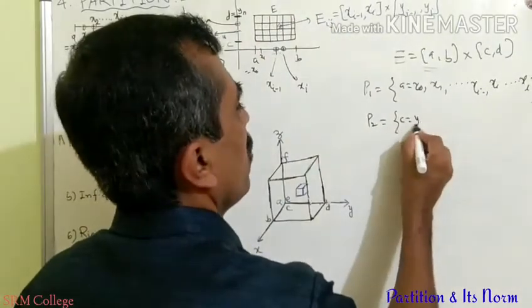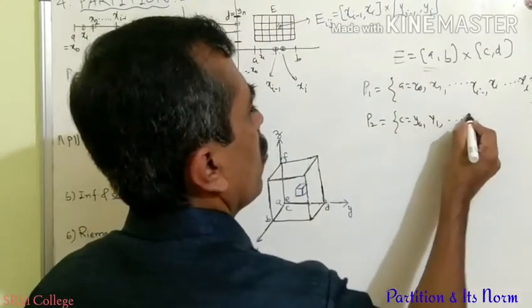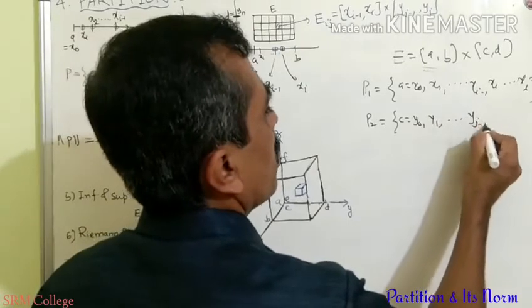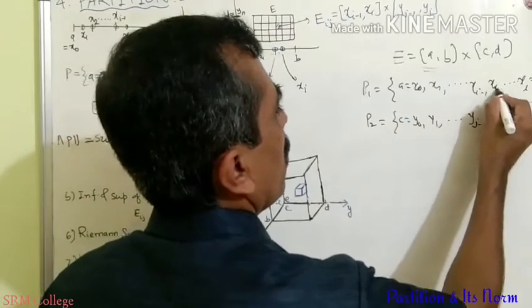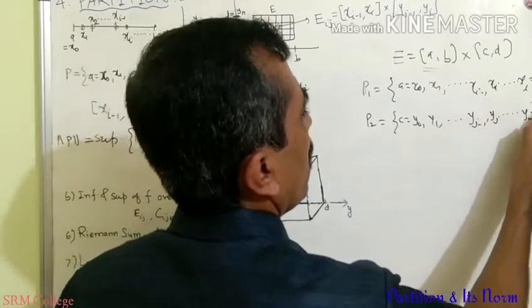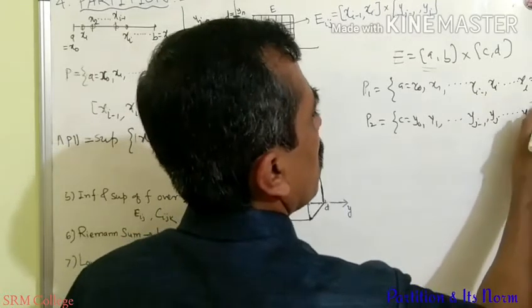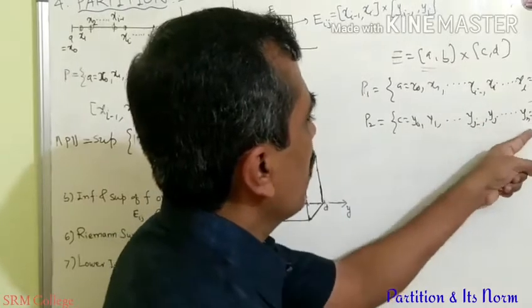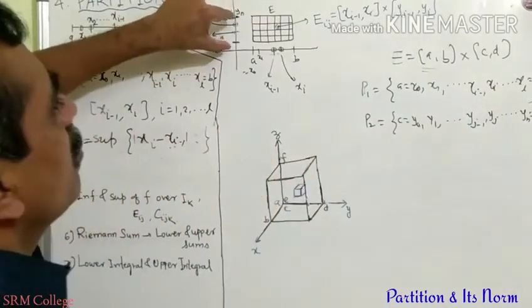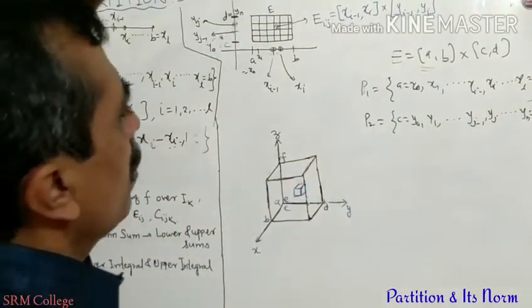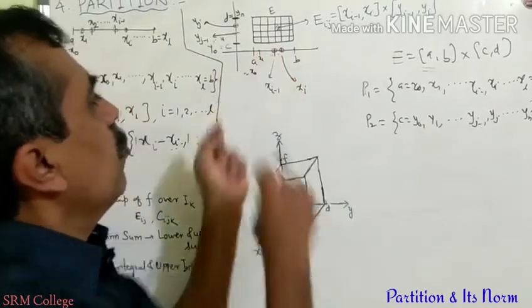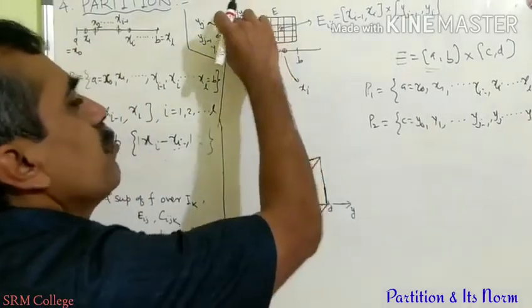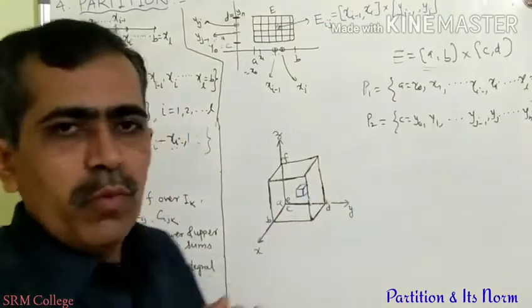Okay, so that is y0, y1 and so on. Suppose this is yj minus 1, yj, and so on. Yn is equal to d, another end point. So these points will divide this interval into small sub-intervals. Now I have points in between A and B, and points in between C and D, from these two sets P1 and P2.